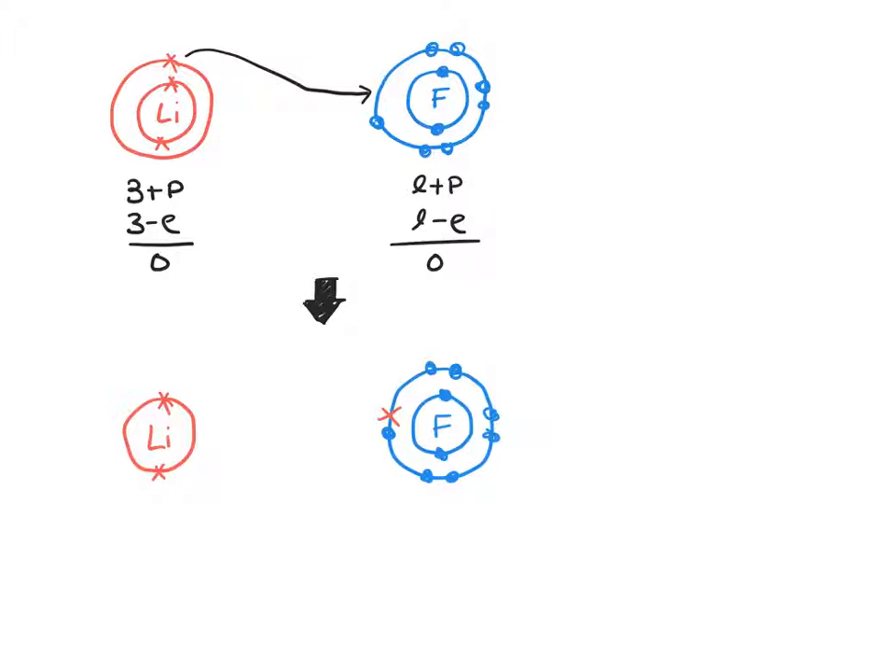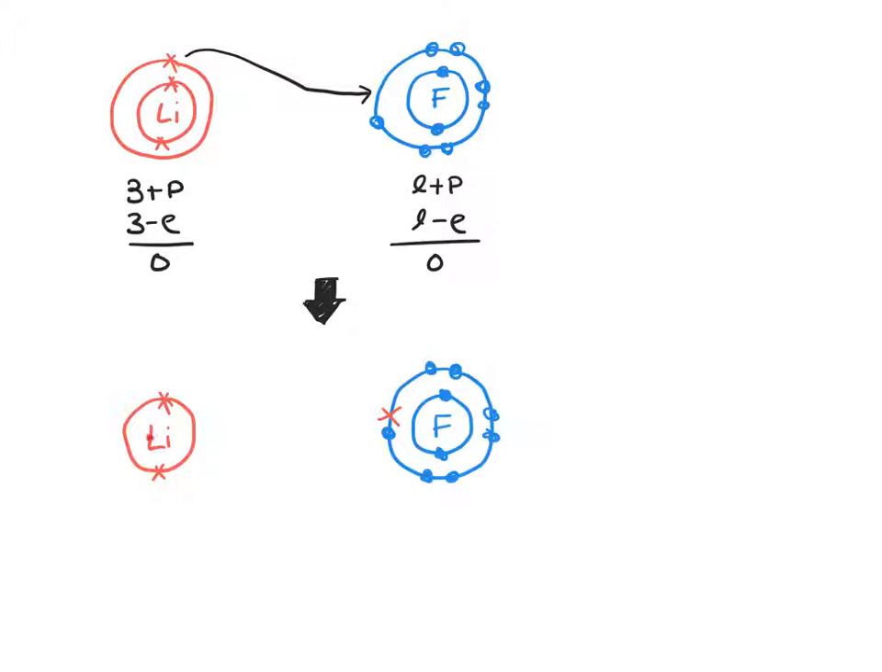So if we look at the lithium atom first, all we have changed is the number of electrons. We have not changed anything about the nucleus of the atom. If we'd have changed the number of protons, then we wouldn't be able to call this lithium anymore, because protons tell you the name of the element.